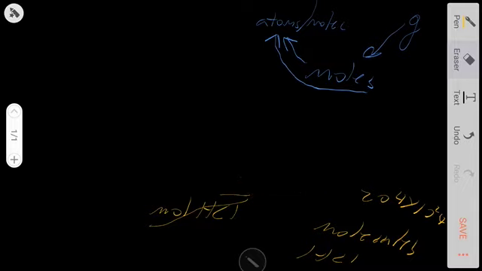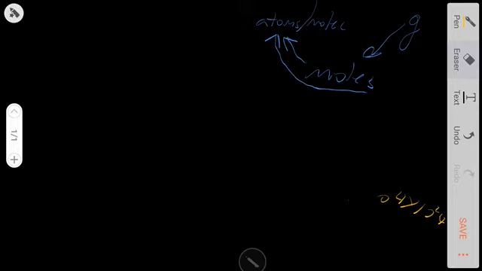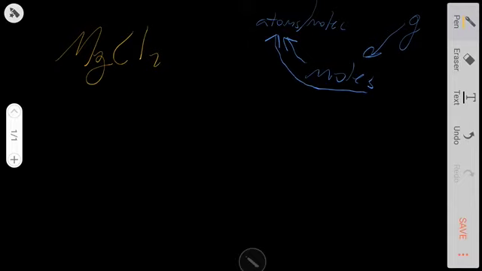Now let's look at our products for a moment. One of our products in the equation that we're going to be looking at is magnesium chloride, MgCl2. That's one of the products that we have, magnesium chloride.